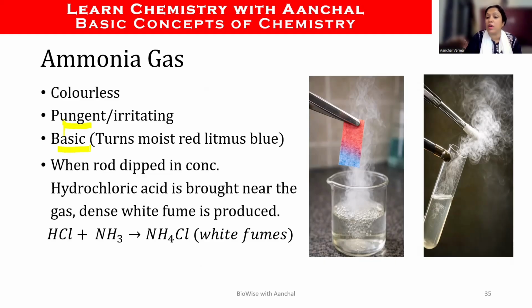Basic means it turns moist red litmus blue. B for basic, B for blue. And when a rod dipped in concentrated hydrochloric acid is brought near the gas, dense white fumes are produced. The same test as for HCl gas. So you have NH4Cl, dense white fumes being produced. So this is a test for ammonia gas.